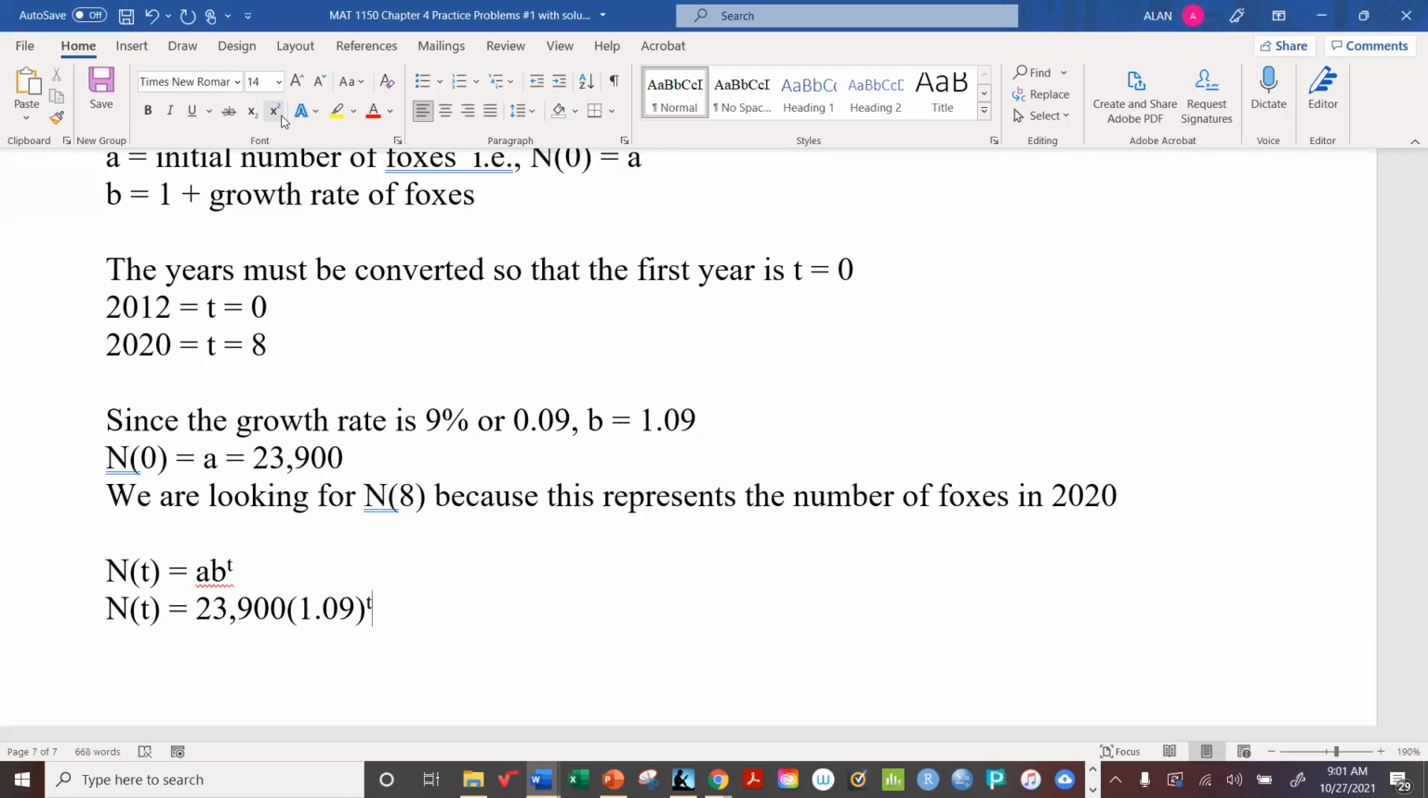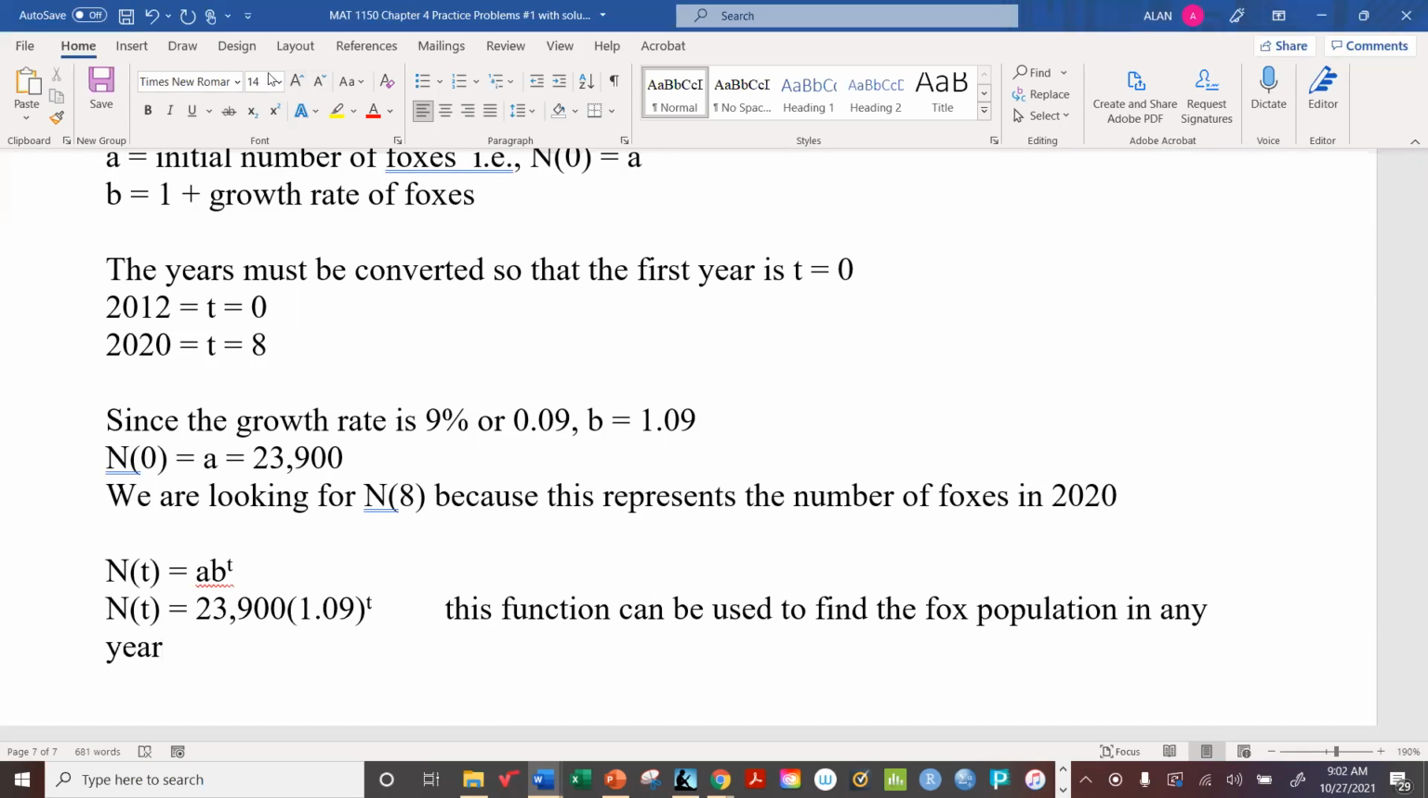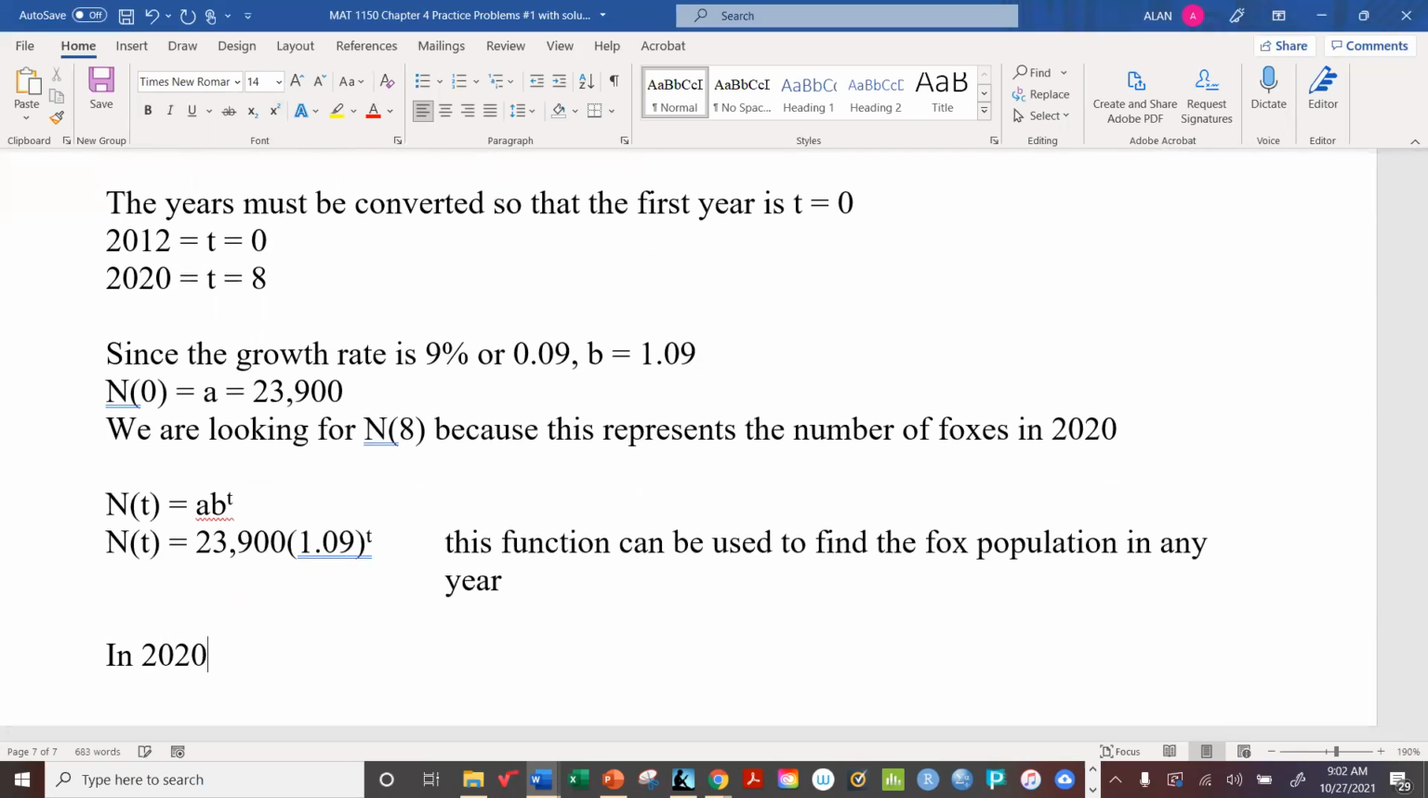See, that's the great thing about writing it like this. This function can be used to find the fox population in any year. But since we're specifically interested in 2020, t equals 8, so that n of 8 equals 23,900 times 1.09 to the 8th power.